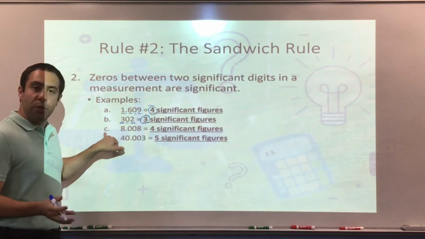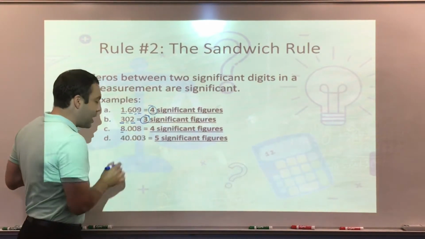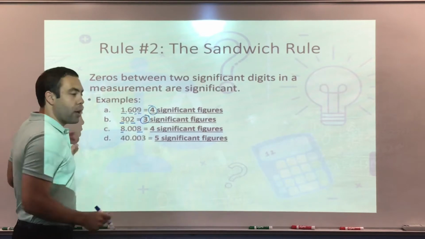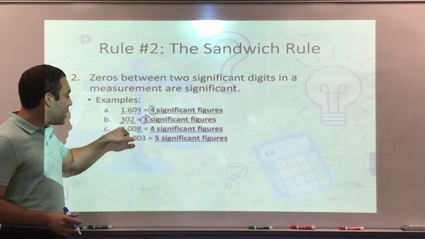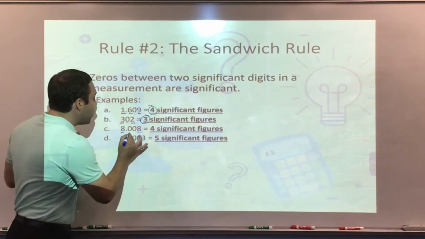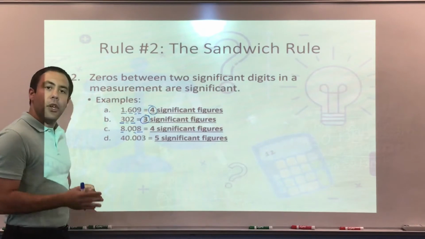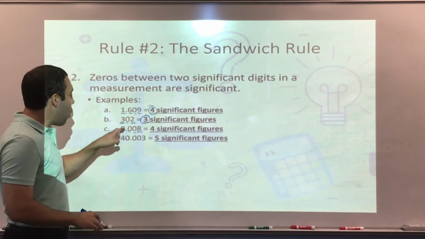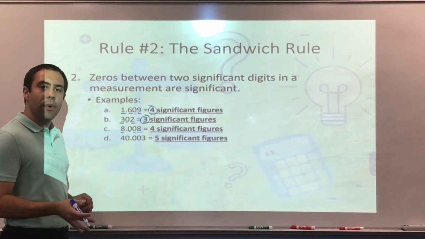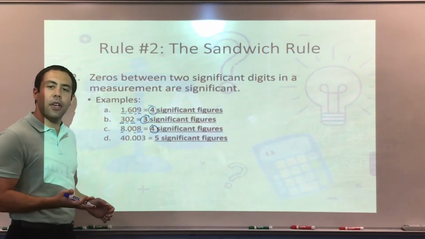Letter C is a little bit trickier. We have a decimal point involved, but we have an 8 here, and we have an 8 here at the end. So we have the pieces of bread in a sandwich, and then we have the zeros in the middle. There are 2 zeros sandwiched between those 2 8s. So in this case, once again, all of the numbers in this measurement are significant. So we have 1, 2, 3, 4 significant figures.